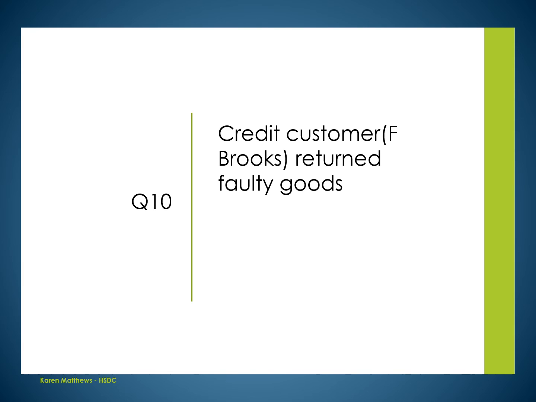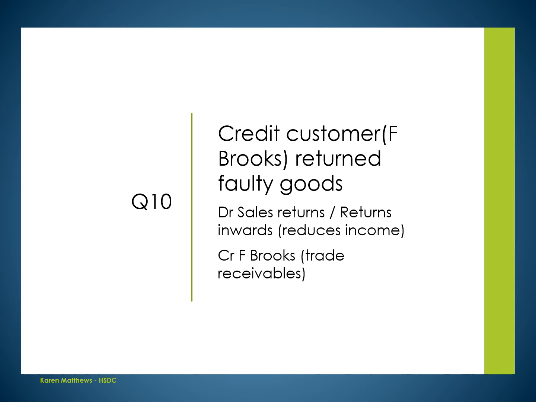Question 10. Credit customer F. Brooks has returned faulty goods. So those goods have been returned to us, so sales returns or returns inwards is going to be involved, and we're going to need to reduce the amount that F. Brooks owes to us. So the way we're going to do that is to debit the sales returns or the returns inwards account. It reduces income. It's the opposite of sales. When we sold the goods to F. Brooks, we debited the F. Brooks account and credited sales. This time we're crediting the F. Brooks account, but we're debiting sales returns or returns inwards.